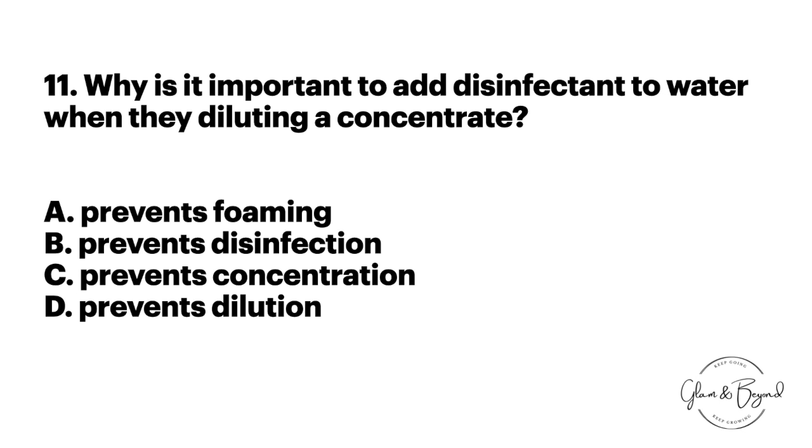Number 11, why is it important to add disinfectant to water when diluting a concentrate? A, prevents foaming. B, prevents disinfection. C, prevents concentration. D, prevents dilution. The answer is A, it prevents foaming.